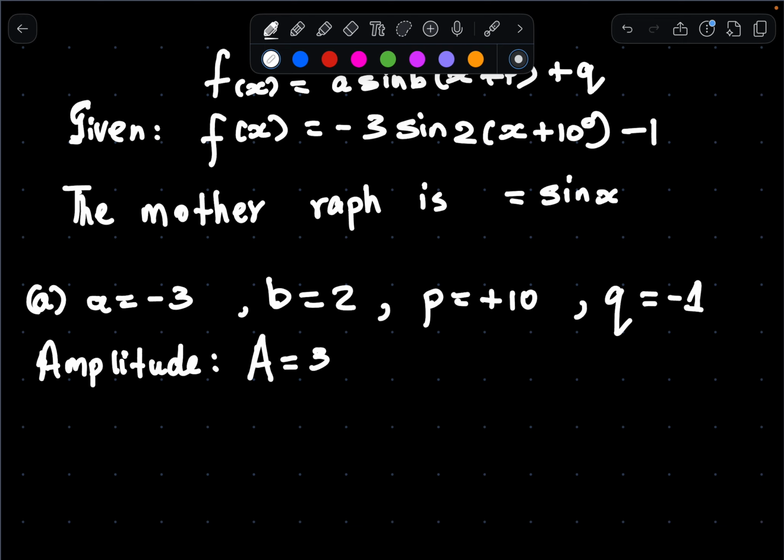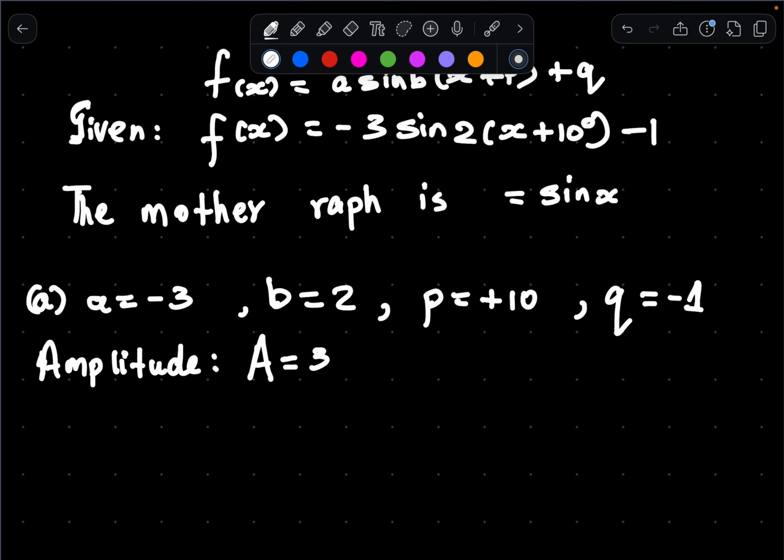You just take the value basically. Even if it's negative, the amplitude is always positive. The negative sign just means the graph has been reflected in the x-axis. We're going to talk about that later. But for now, remember the amplitude is always what? Positive. The amplitude is always positive. Okay, perfect. And then let's go on, guys.